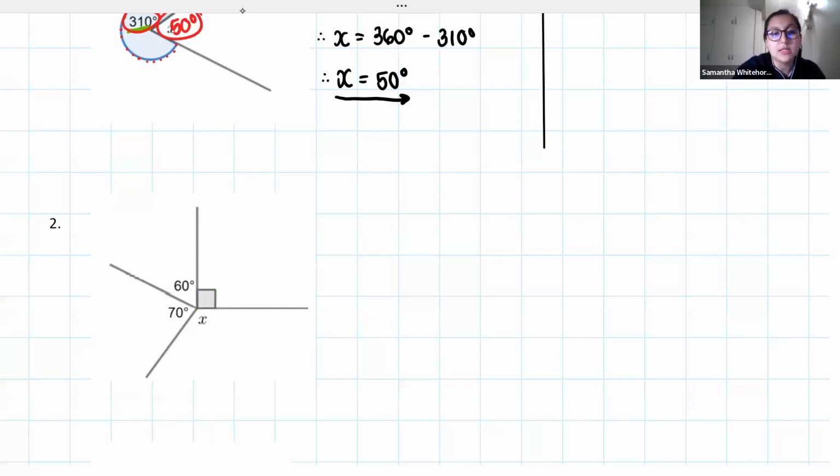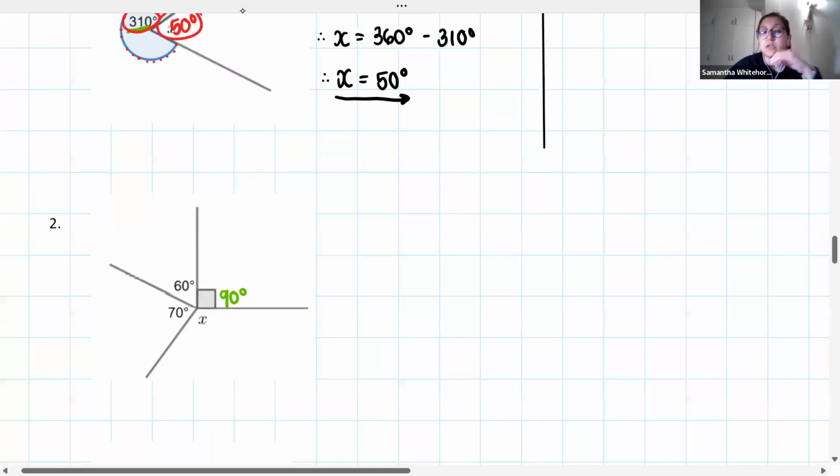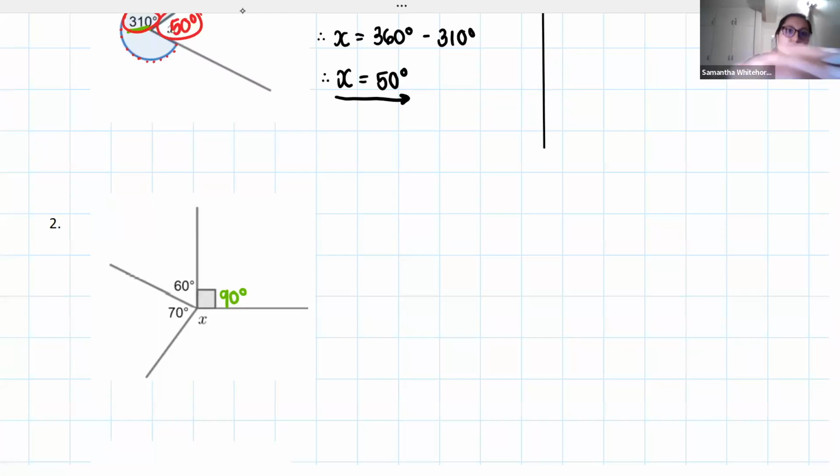So the reason I'm asking you this is because sometimes, and especially in geometry, what we do is we just put the square. We don't write the 90 degrees like we did for the 60 and the 70. We just put the square and we expect you to know that that means 90 degrees. So if you didn't know that, hopefully you do. And every time you see that square on your diagram, it means it's a 90-degree angle. Cool. So let's have a look at what else we've been given.